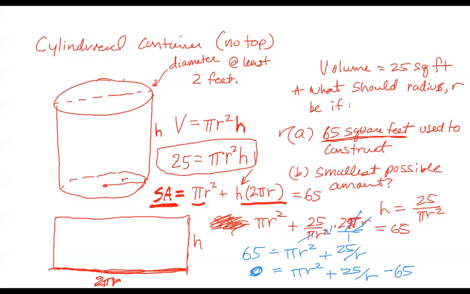And before I move on, I want to mention here, I forgot to write this in, but we subtracted 65 over here to the other side to find that. Without the 65, we just have the surface area, and we're going to use that formula without the minus 65 in order to find the smallest possible amount, the smallest surface area. We'll look for a minimum there.